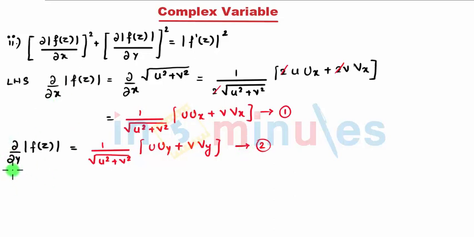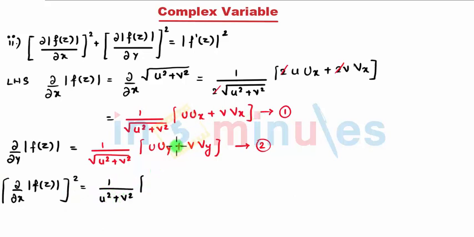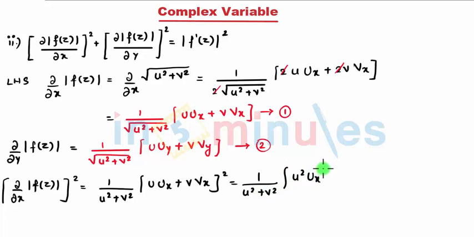So when you square it, you get dou by dou x of mod of f of z the whole square as 1 upon u square plus v square, and squaring of this, that is ux plus vx the whole square, which comes to be, we know that's easy, a plus b the whole square. So u square ux square plus v square vx square plus 2uv ux vx. So this I got as the first term.